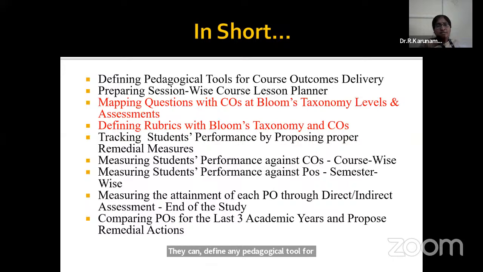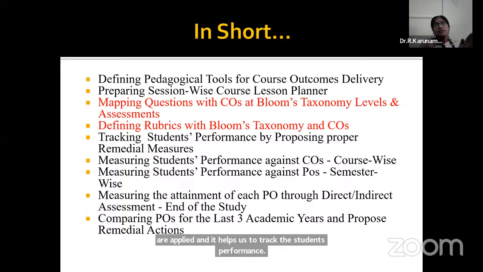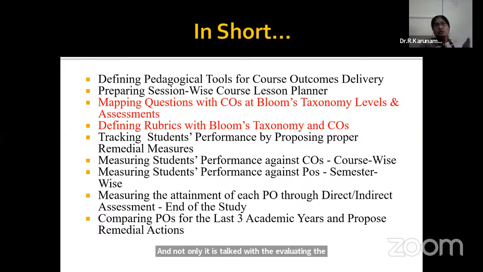And a session-wise course lesson planner is prepared. And when we frame the questions, we apply Bloom's taxonomy levels, and assessments are done based on Bloom's taxonomy. Here the rubrics of Bloom's taxonomy are applied, and it helps us to track the students' performance. And it does not stop with evaluating.